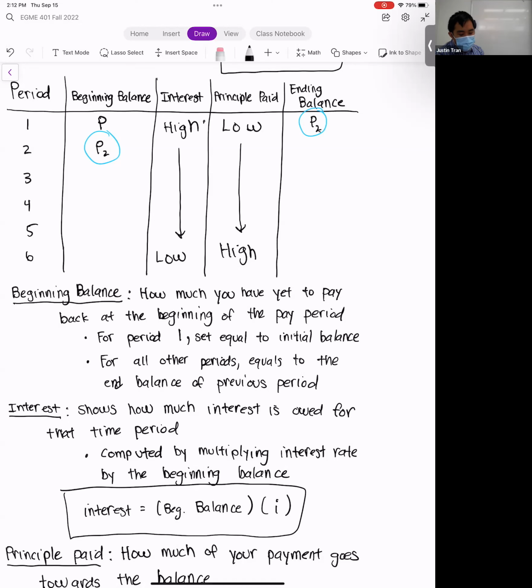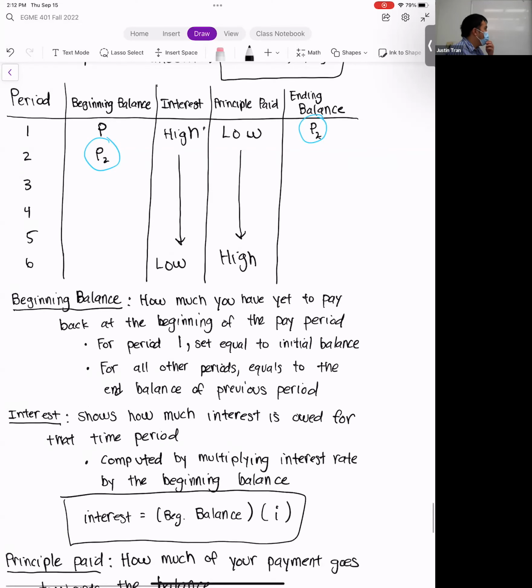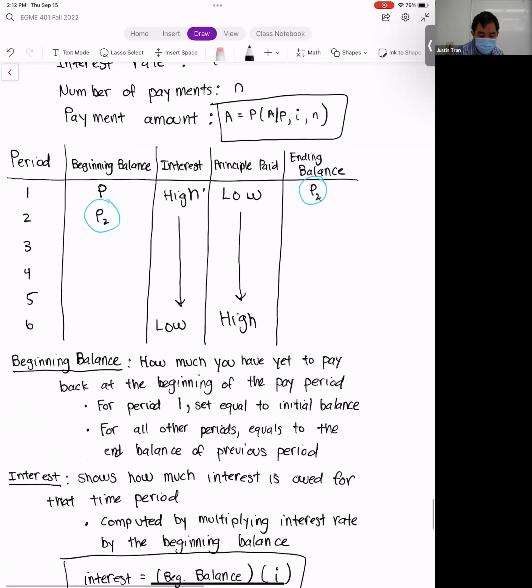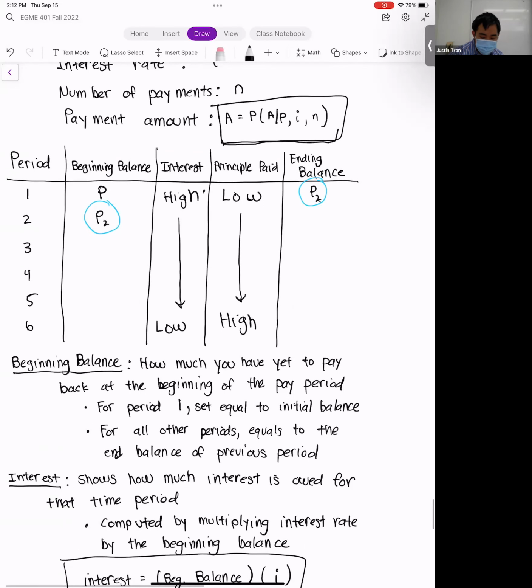And so, I think for most people, when you first look at a table like this, it can be really discouraging because you're making these payments here, but very little of that is actually going towards paying off your debt. A lot of it's actually just going towards paying off the interest. And so you have to make a few payments before things really start going, and you can say that you owe the bank a little bit less money.